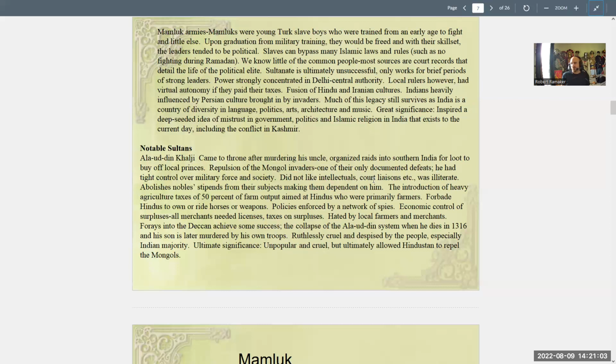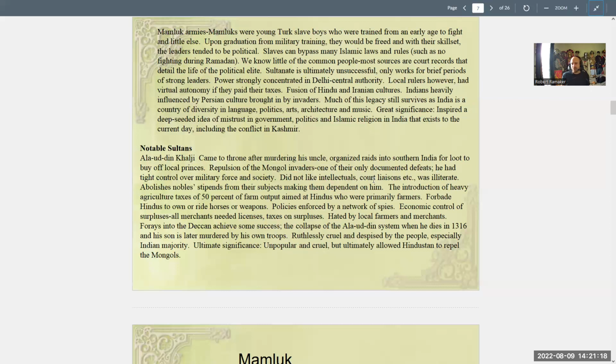All right, so some notable sultans. The first of which we'll take a look at is Alauddin. I know when you think of this, you probably think of Aladdin, right? The likable thief who ends up riding on the magic carpet with Jasmine. I mean, same name, not same guy.